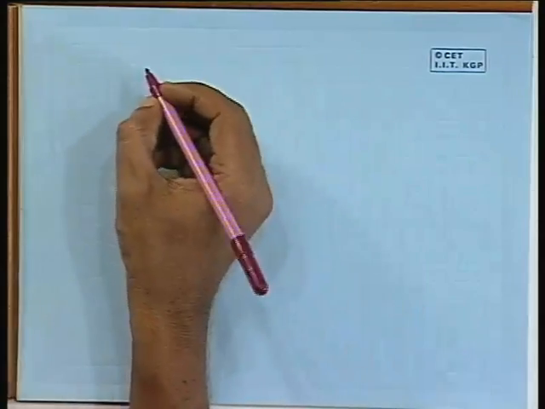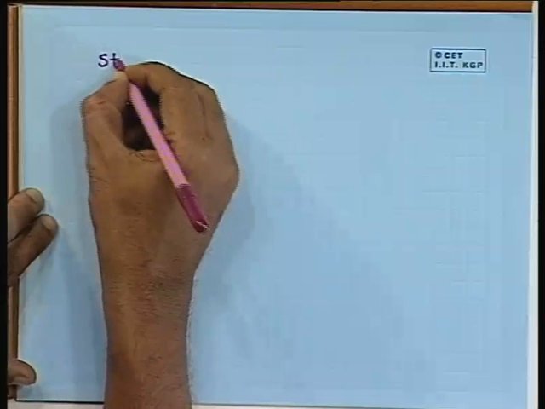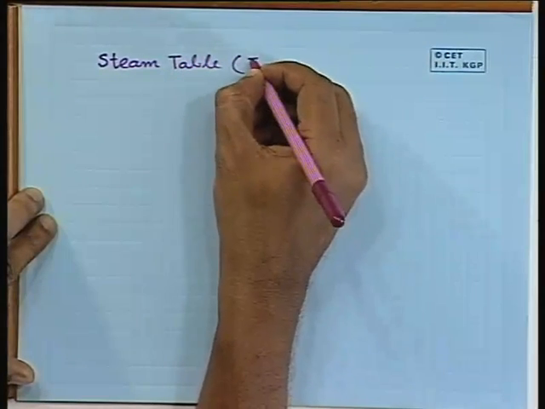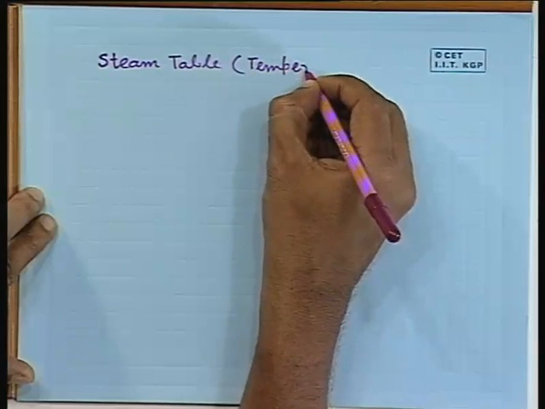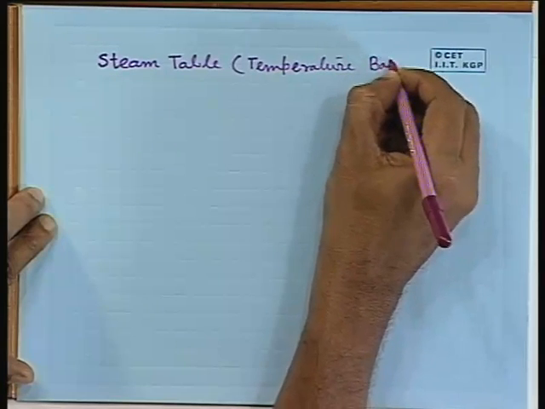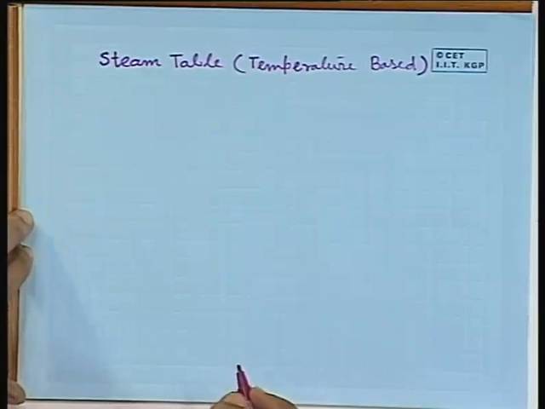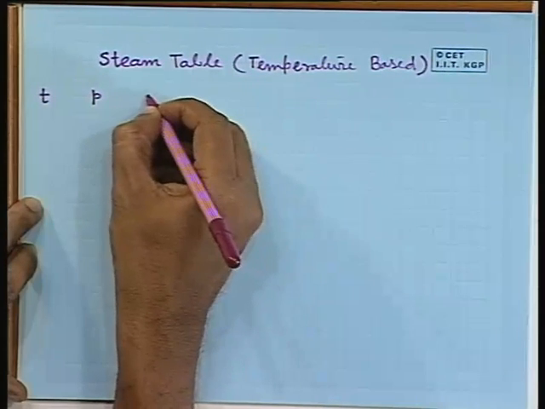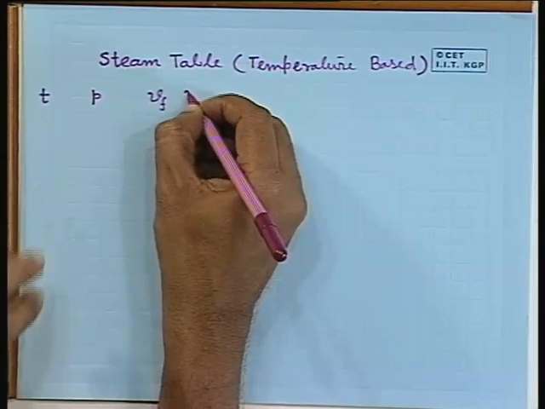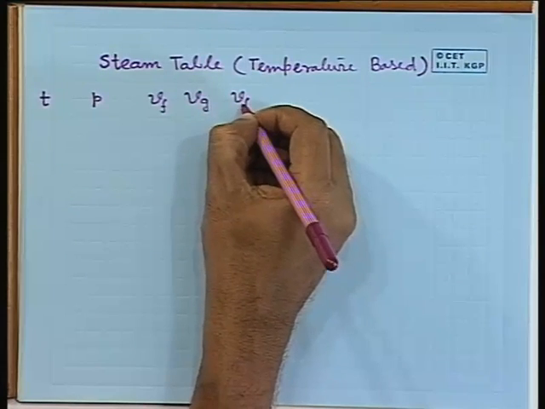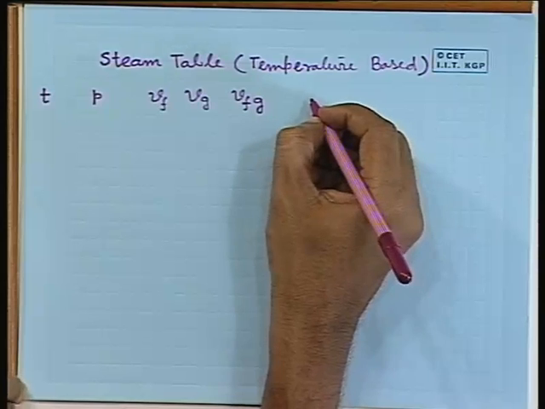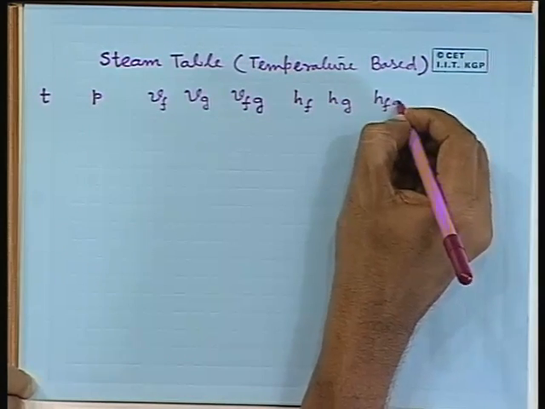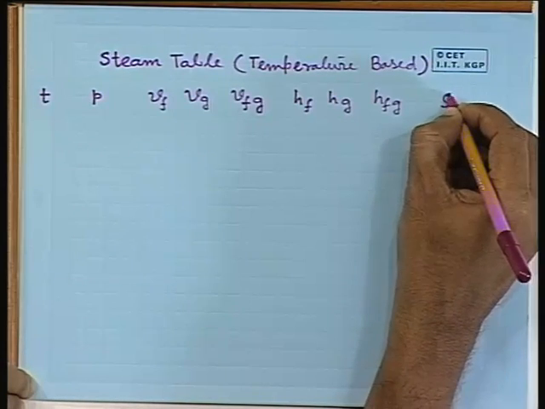So, steam table, temperature based, so we will have the columns like this: T, P, Vf, Vg and Vfg. We will have Hf, Hg, Hfg, Sf and Sg.